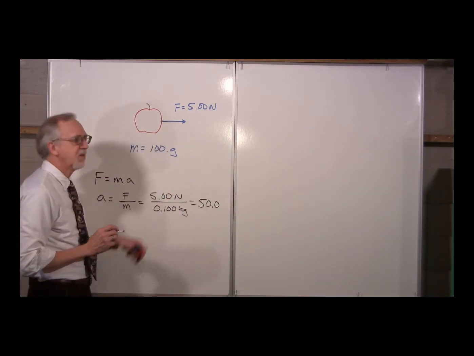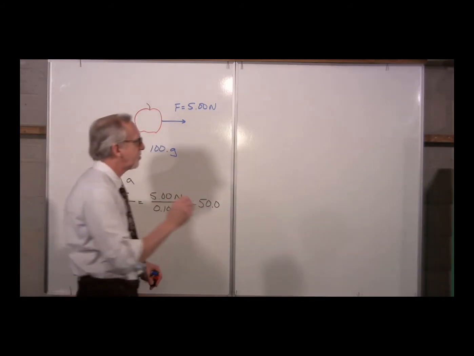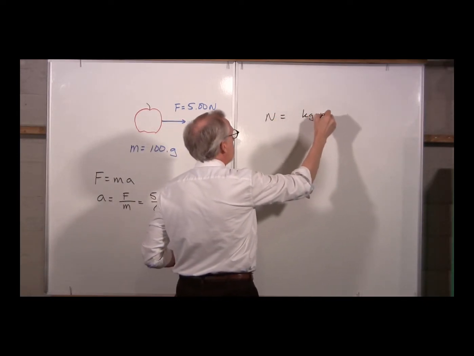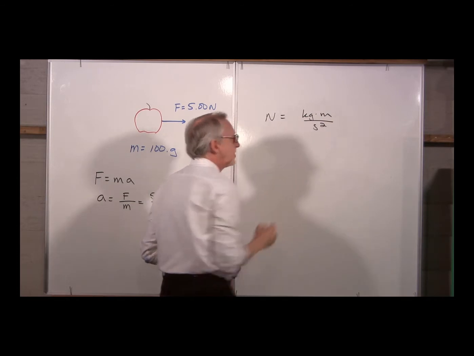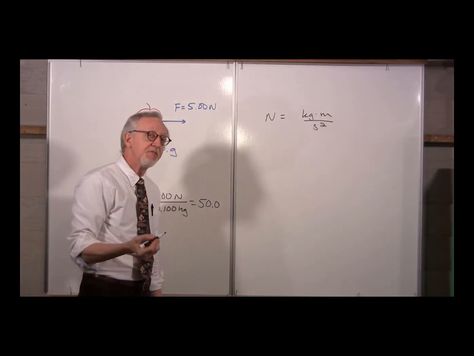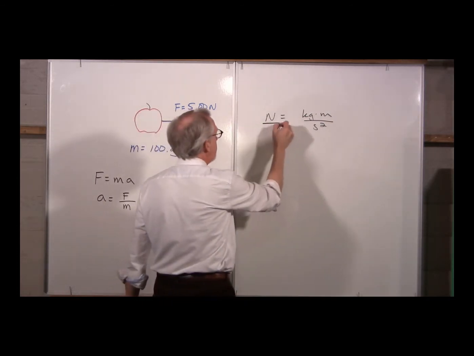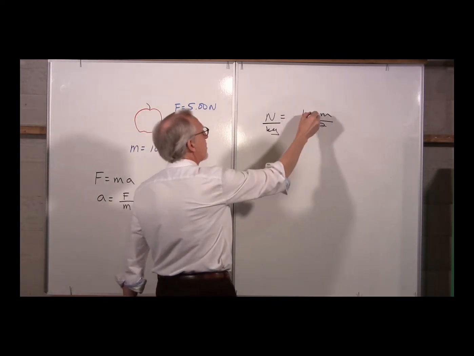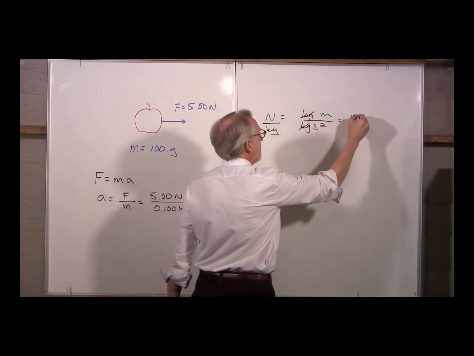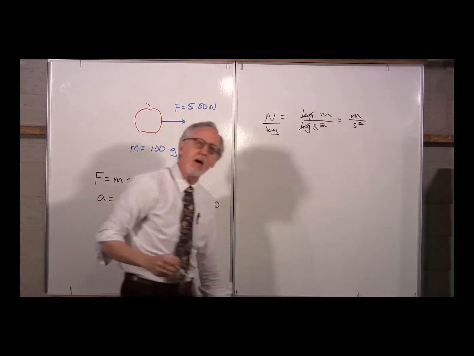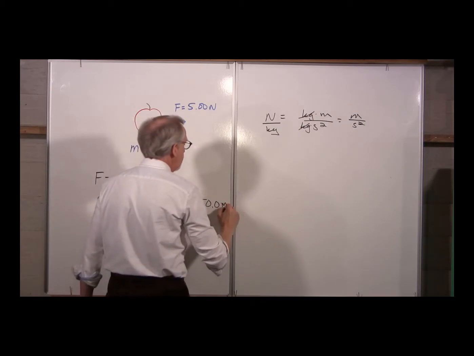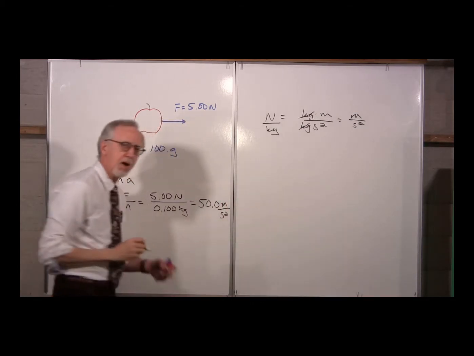Now what is a newton divided by a kilogram? Well, let's remember, a newton is a kilogram meter per second squared. Now, if we divide that by a kilogram, the kilograms cancel, and we end up with units of meters per second squared. So this would be 50 meters per second squared.